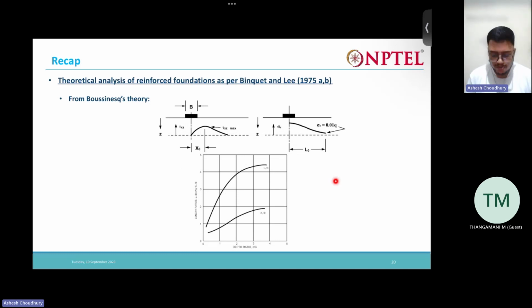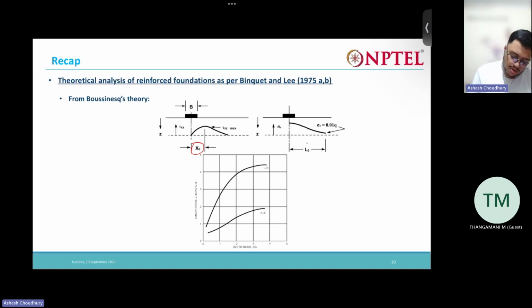From here, at any depth ratio, that means at any level, we can get this distance x naught. What is x naught? I already described that in the previous slide. It is a very important term, and we'll be using it. X naught is the distance from the center line, at any level, where the shear stresses are maximum.